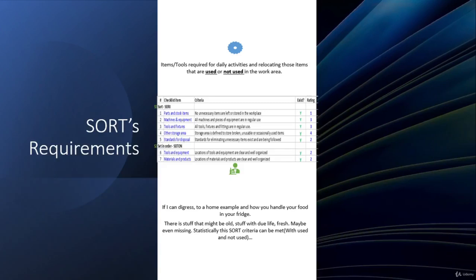So what are the requirements for sort? Generally speaking, items and tools that are required for daily activities are separated into used and not used inside the work area. I have made a little list over there of a sort checklist and criteria. So we can see we've got parts and stocks and items for checklist items, machines and equipment, tools and fixtures, other storage areas, and standards for disposal. If you notice the criteria, we're saying there's no unnecessary items left, all machines and equipment are in regular use, and all fixtures and tools are in regular use.